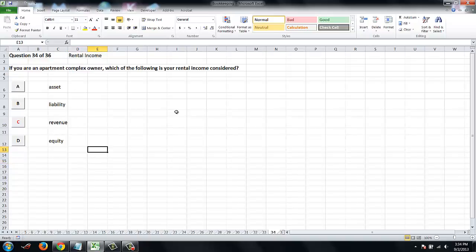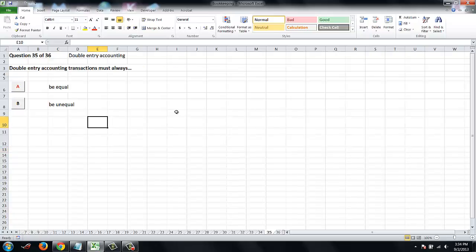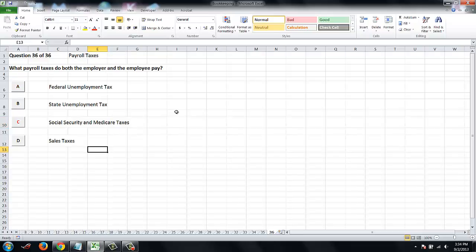Question 34. If you are an apartment complex owner, which of the following is your rental income considered? The answer is C, revenue. Question 35. Double entry accounting transactions must always, letter A, be equal. Question 36. What payroll taxes do both the employer and the employee pay? Answer is C, Social Security and Medicare taxes.